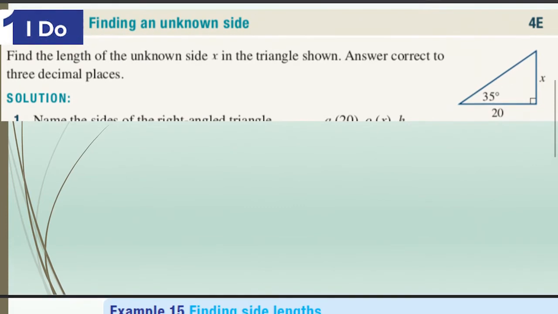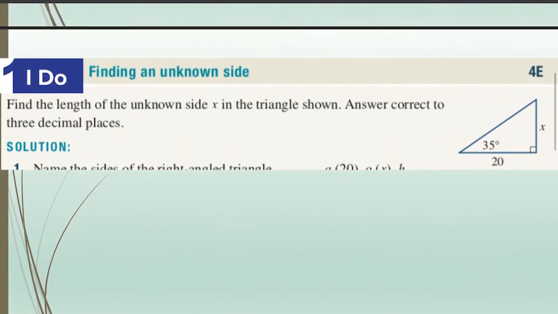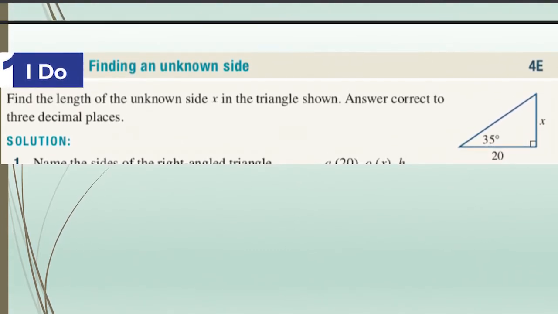Okay, example. Step 1, name the sides of the triangle. Okay, so my adjacent is here, my opposite is here, my hypotenuse is here. Now I've got to use SOHCAHTOA to determine which ratio that I need. So I've got opposite and adjacent. So I'm going to need tan. And now I can just write that down. Tan 35 equals opposite x over adjacent 20.